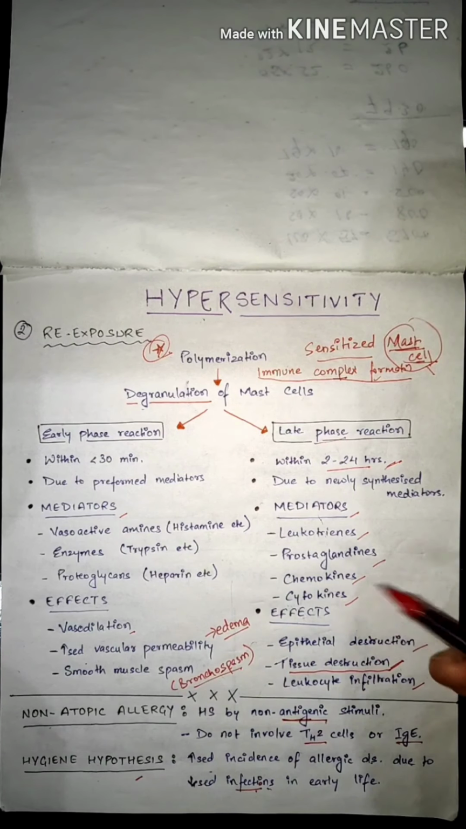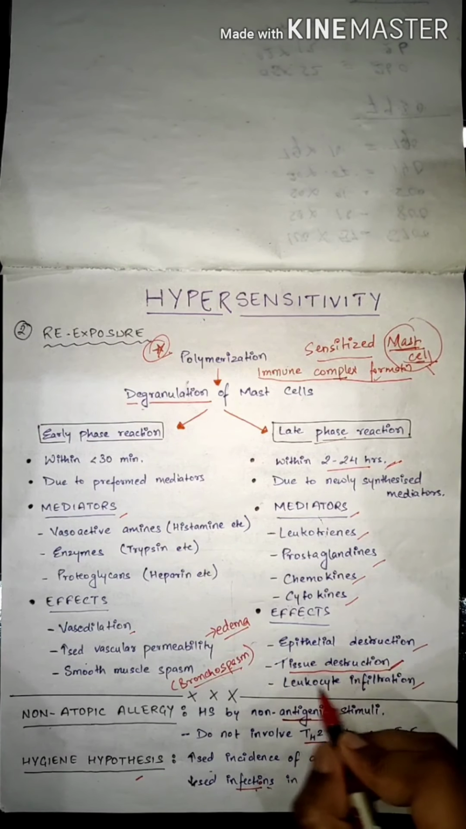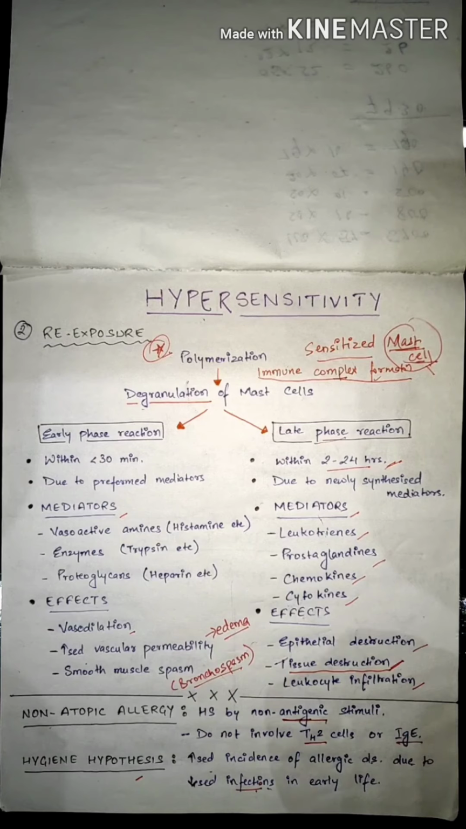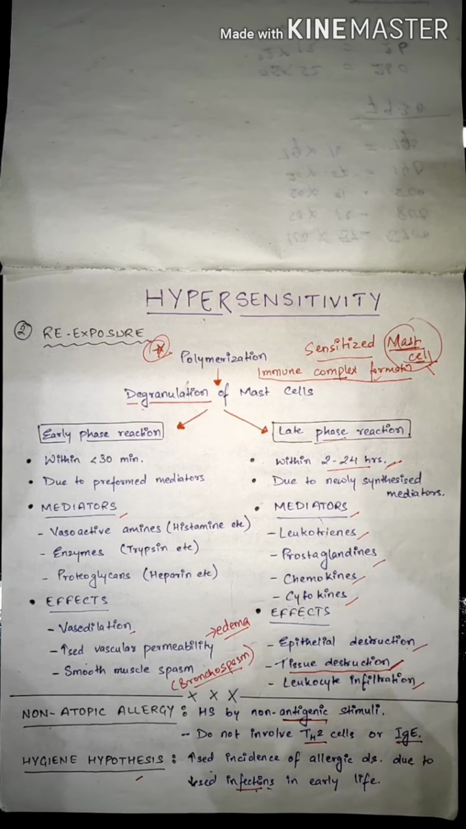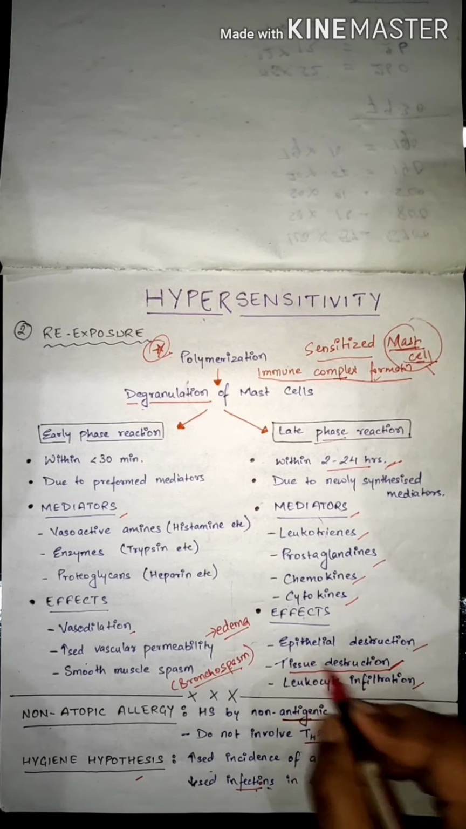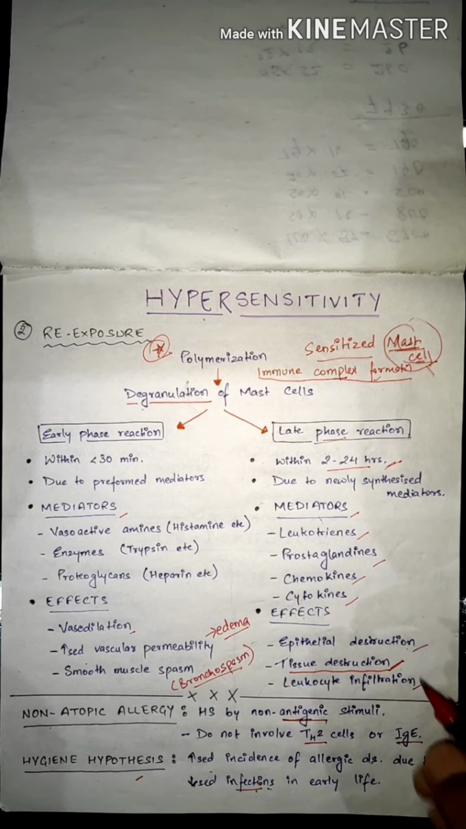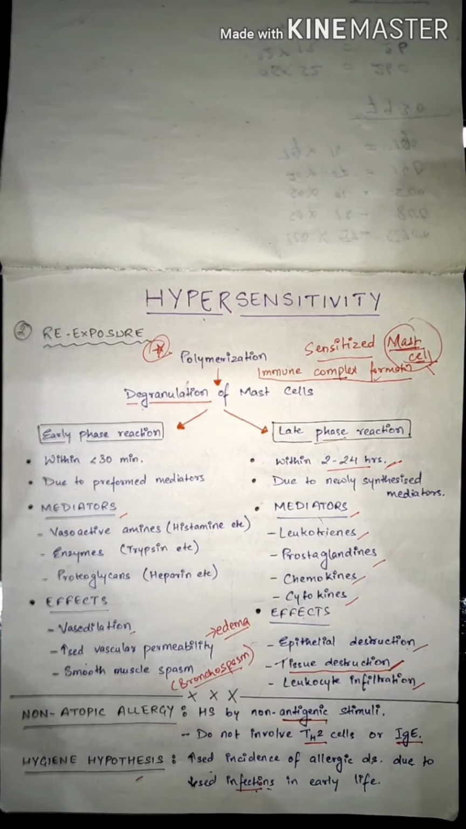And what are their effects? Epithelial destruction, tissue destruction, leukocyte infiltration. So see here, epithelial destruction and tissue destruction is here. So what we learn, in any immune response, if there is tissue destruction, it will be known as hypersensitivity. So this is type 1 hypersensitivity, in which tissue destruction and epithelial destruction is occurring due to these antigens.